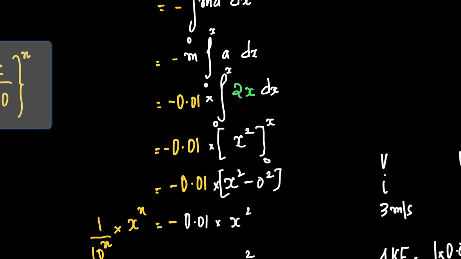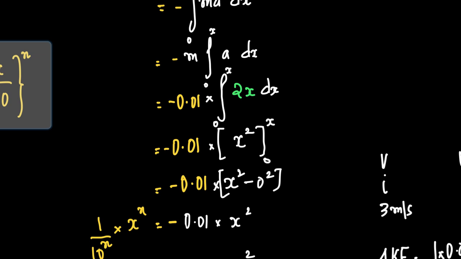What is a? A is minus 2x. Instead of writing minus 2x here, I already took the minus outside. It is 2x now. So what is the integral here? Upper limit is x, lower limit is 0. Integral of 2x is x square.